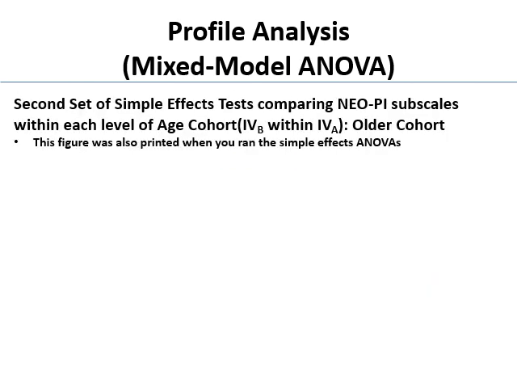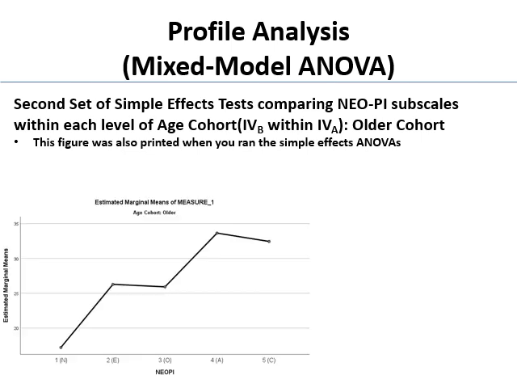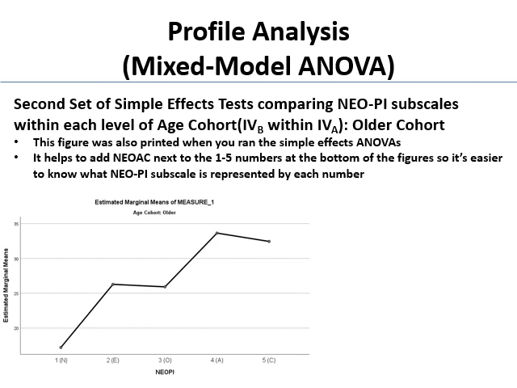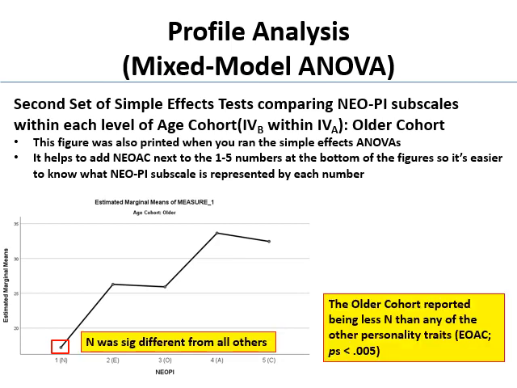Here's the plot for older people. And again, it's automatically printed. And what do we have here? Well, here we have something way more interesting than the other one. We have a three-level personality profile. What do you mean, Scott? So again, I've added NEOAC at the bottom. So remember that N, neuroticism, was significantly different than all the other subscales. And looking at the picture, you can see old people are, of all the NEO-PI subscales, least neurotic. Like they're lowest on neuroticism. So older cohort reported being less neurotic, I guess, than any of their other personality traits.